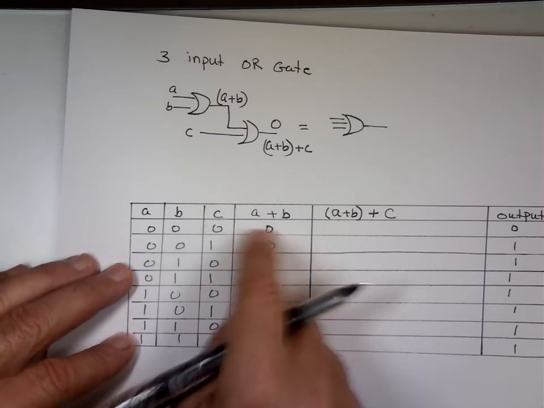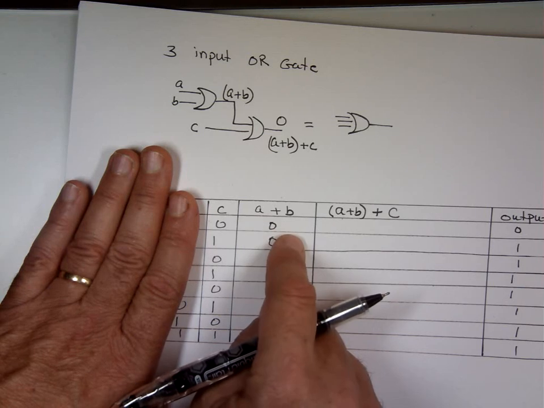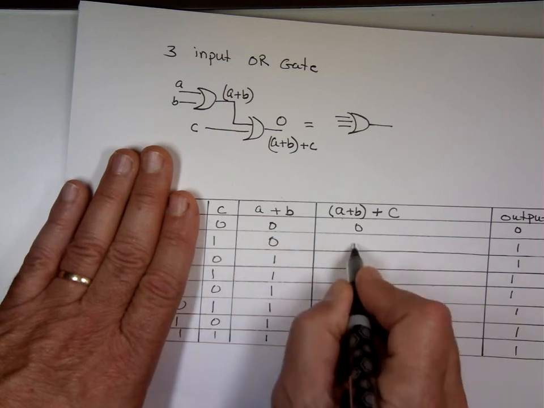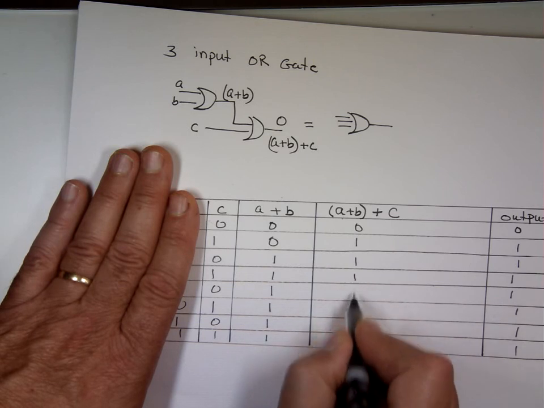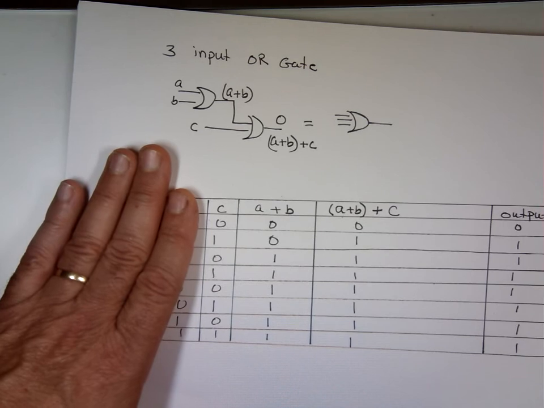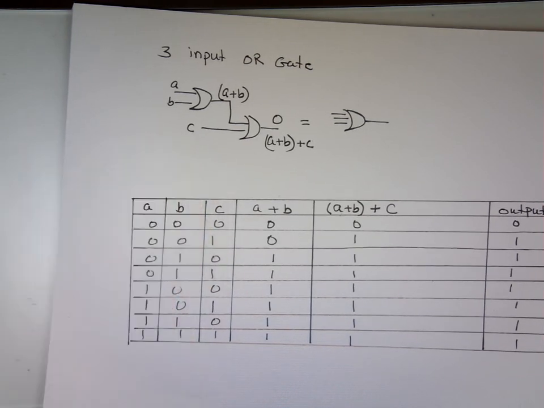Let's look at these 2 columns, do an OR. Once one of them is 1, the result is 1. 0, 1, 1, 1, 1, 1, 1, 1. Does it equal to that? So notice by taking 2 input OR gates, put them together the way I did that, I created a 3-input OR gate. And if you want a 4-input OR gate, using 2-input OR gates, you need 3 of them.